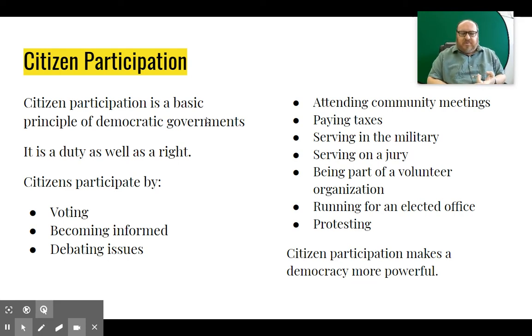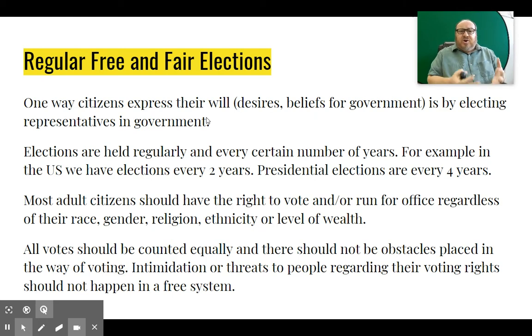But like I said, being part of a volunteer organization is one way you can participate in government. That would be like Lions or Kiwanis or one of those kinds of organizations, running for an elected office, and actually protesting. Because without protesting, we have no way of telling the government that we like or don't like what they're doing. So it is participation that makes democracy more powerful. The more citizens that participate in government through one of these ways, the stronger, the more powerful the democracy is.